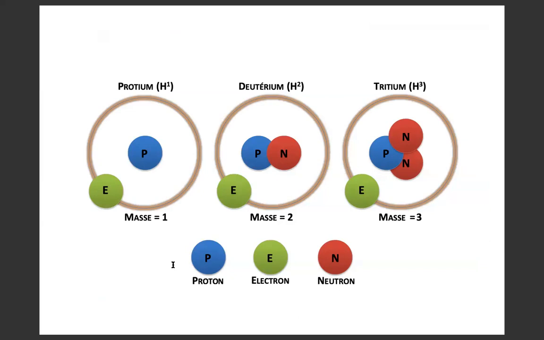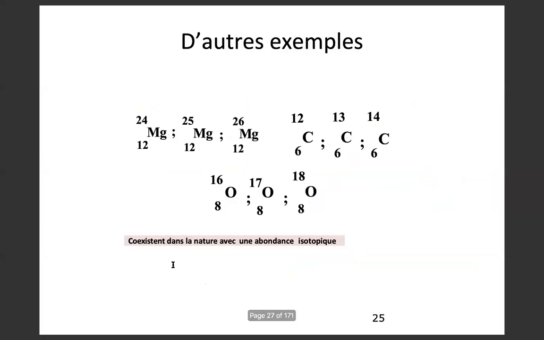So we are saying the hydrogen atom has got three isotopes. That's protium, deuterium, and tritium. You guys know this one, so I won't hassle too much about this. Yeah, so we have other examples of isotopes. So this is what you have: magnesium 24, 25, 26, carbon 12, carbon 13, carbon 14, oxygen 16, oxygen 17, oxygen 18.